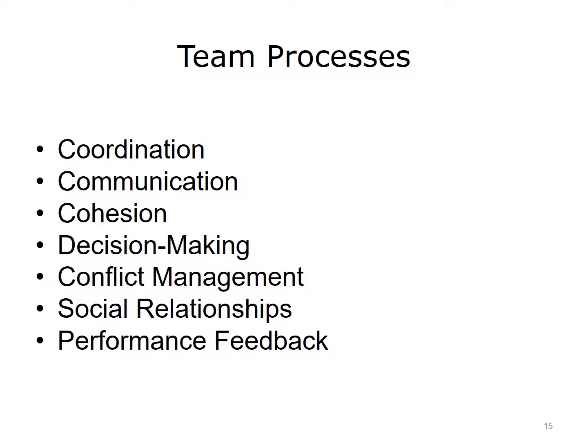The third aspect of organizational characteristics that impact successful teams are the processes used by teams to achieve the goal. Team processes describe aspects of interaction and team behaviors. Team processes will be described in terms of 7 characteristics: coordination, communication, cohesion, decision-making, conflict management, social relationships, performance feedback.